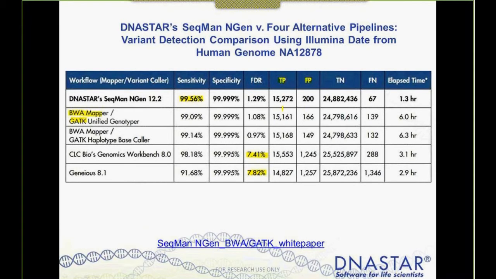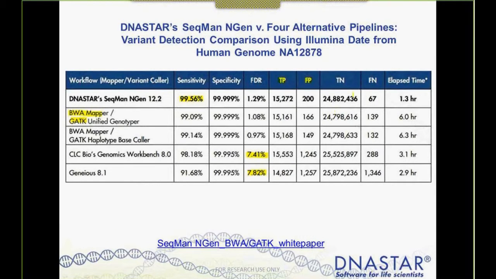So there's about 15,000 true positives in this data set. So this is, again, the NA12878 exome, which has been cross-referenced to the Genome in a Bottle answer. And you can see that the false positive count for DNASTAR and for BWA is 200 or less. Commercial competitors, over 1,200. So there definitely is an issue there with the false positives.